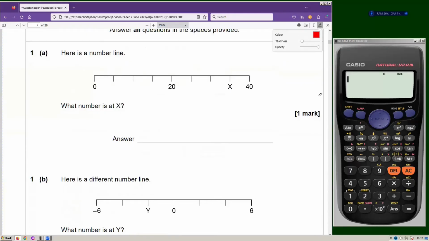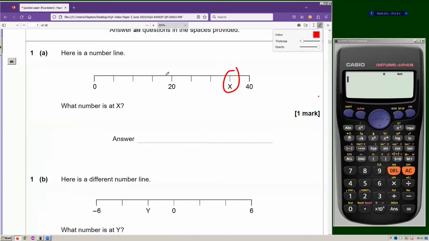Here is a number line. What number is at x? Okay, let's just define where x is. X is here. Okay, we go from 0 to 40. So there's 20 here. And if you look, this bit from 0 to 20 is divided into 4 sections. 1, 2, 3, 4.